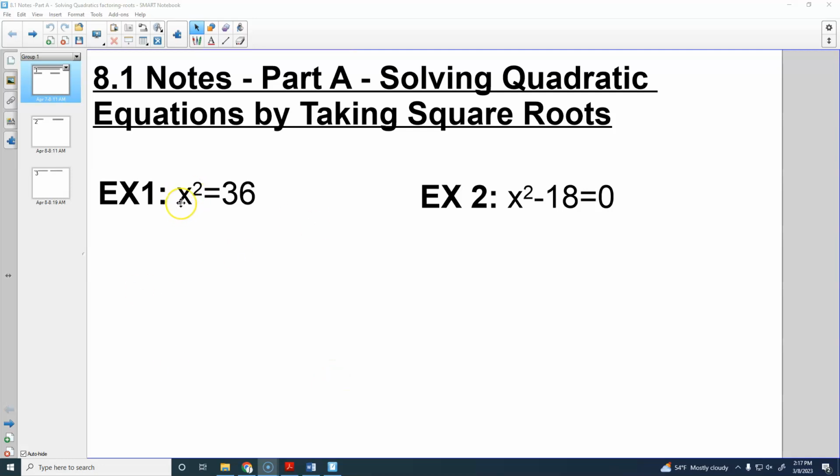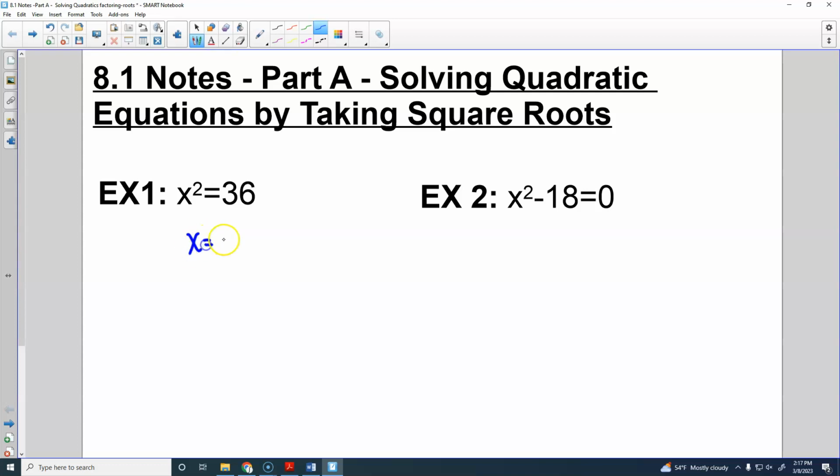Anywhere you have an x squared. Can someone tell me for this first problem what the answer is? Okay, 6 is one of the answers. There is another answer. What?